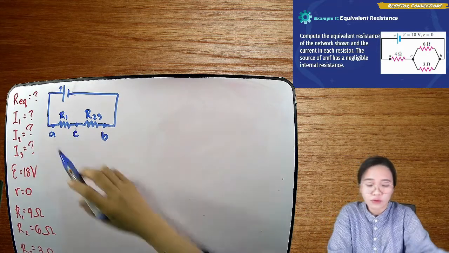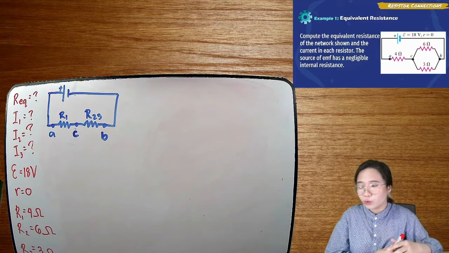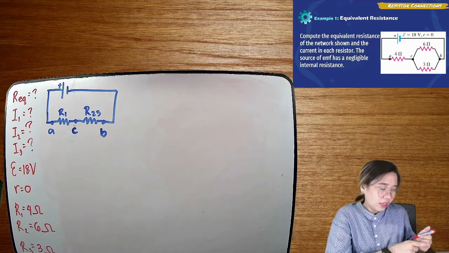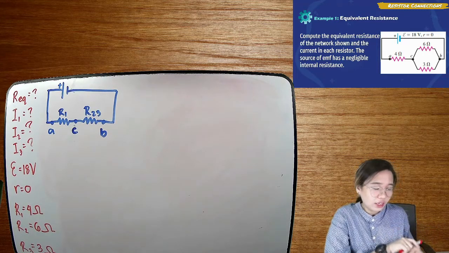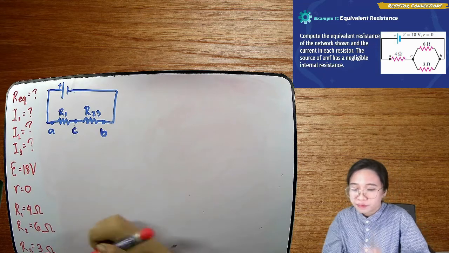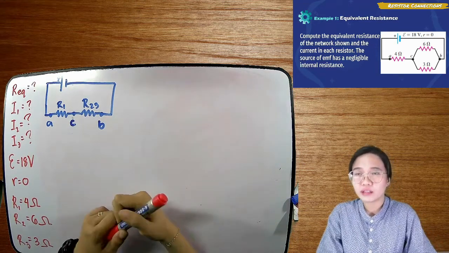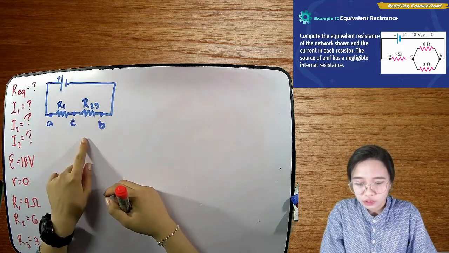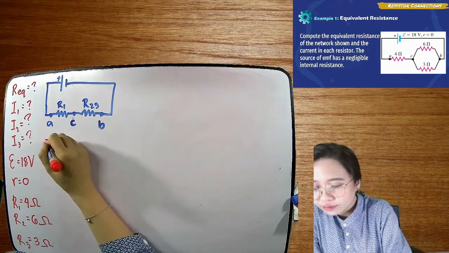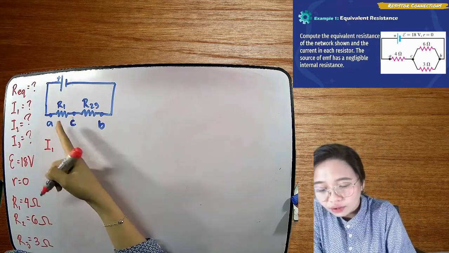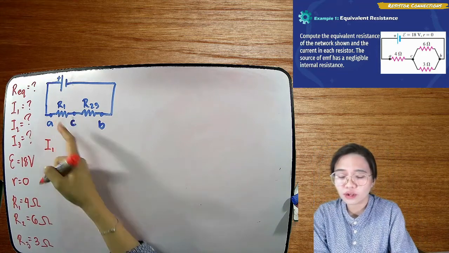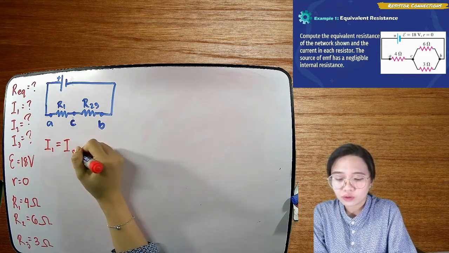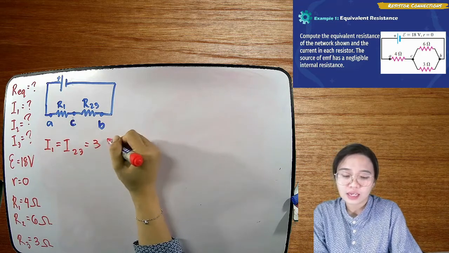Since you already know that our I1 is equal to 3 amperes, then we need to solve for the current I2 in R2 and I3 in R3. Again, remember that the current in a series connection is just equal. Meaning your I1, or the current in your R1, is just equal to your current in your R23. So I23 is equal to 3 amperes.